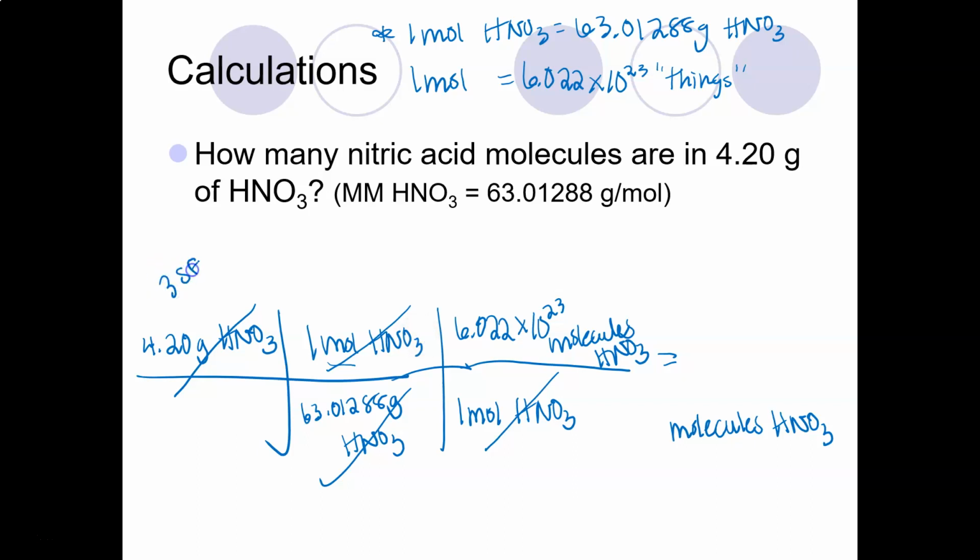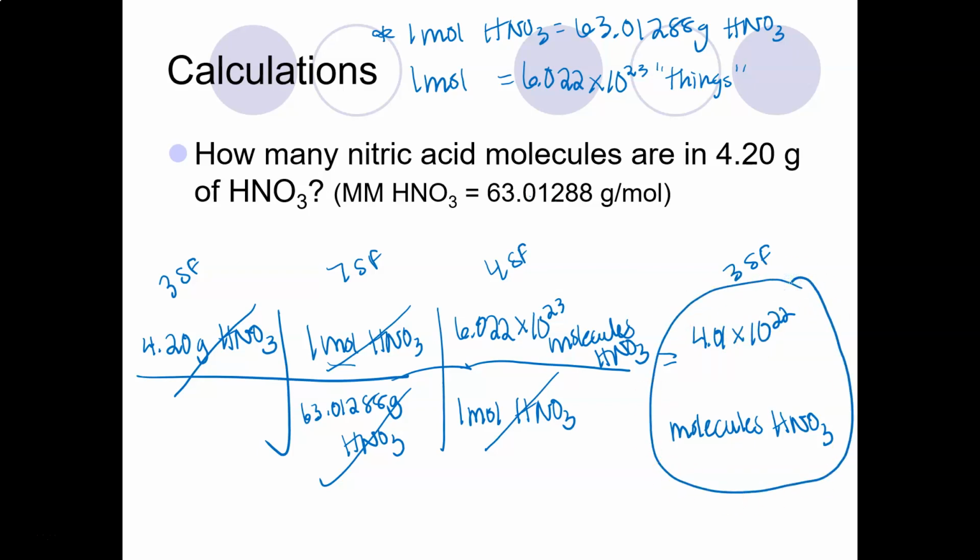4.20 has 3 sig figs. The molar mass has 1, 2, 3, 4, 5, 6, 7 significant figures. Avogadro's number has 4 significant figures. My answer should have 3 significant figures, so I grab my calculator. 4.20 divided by 63.01288 multiplied by 6.022 times 10 to the 23rd. When I do that, and I want to round it to 3 significant figures, what I end up with is 4.01 times 10 to the 22nd molecules of HNO3.